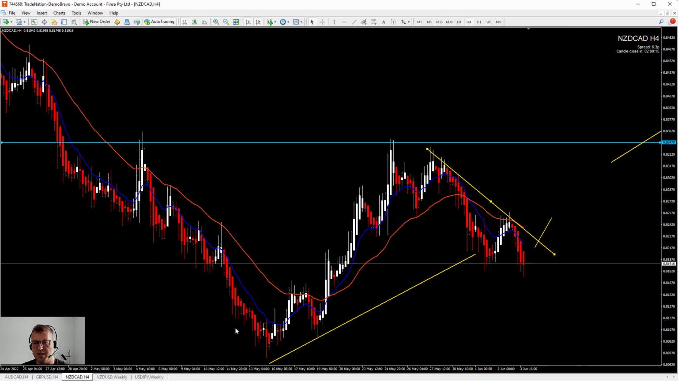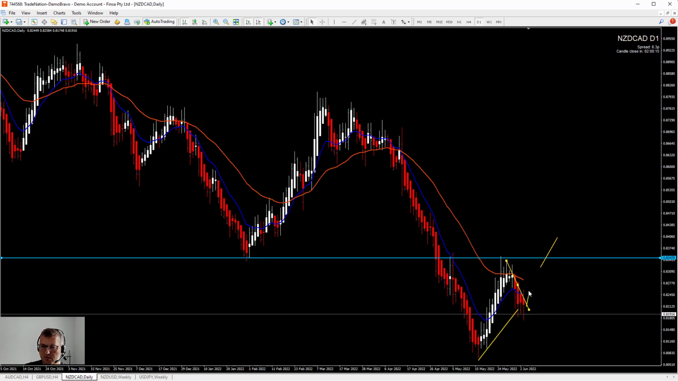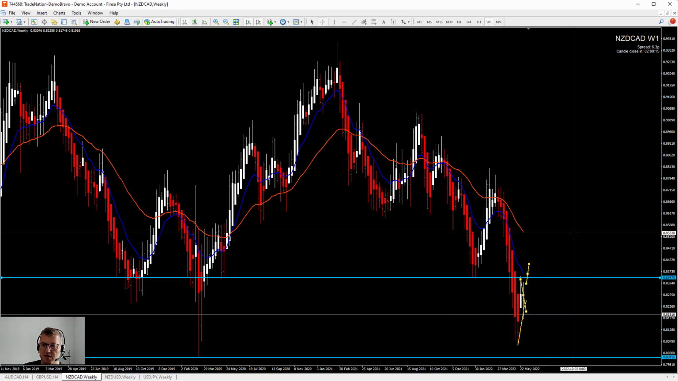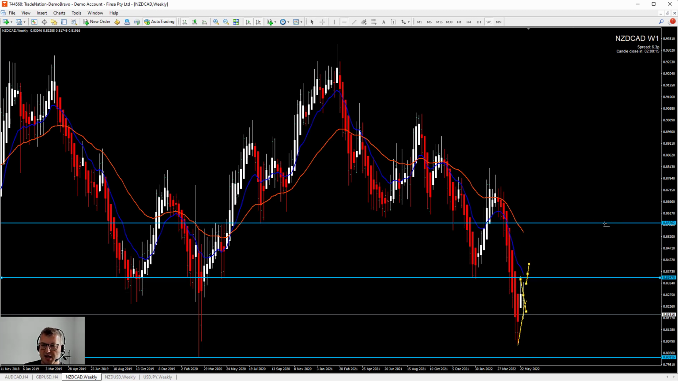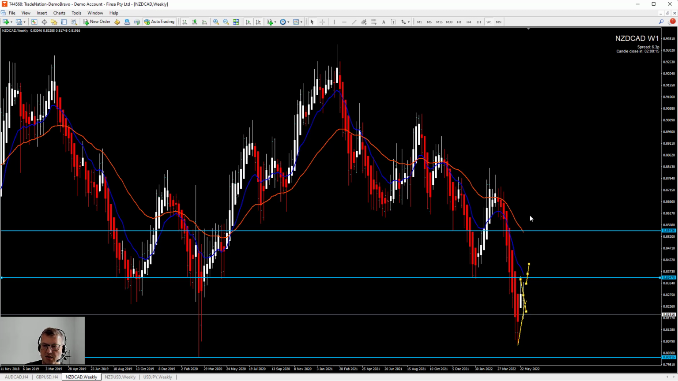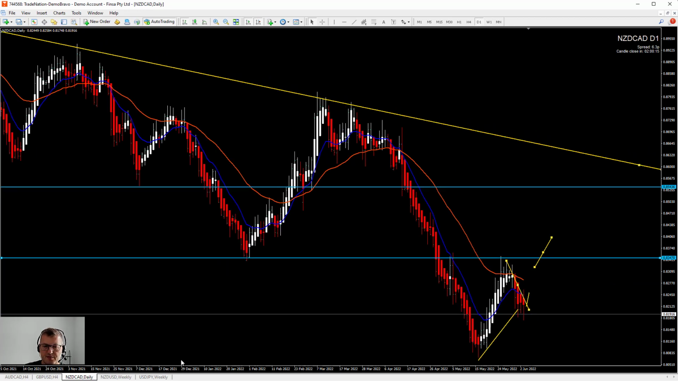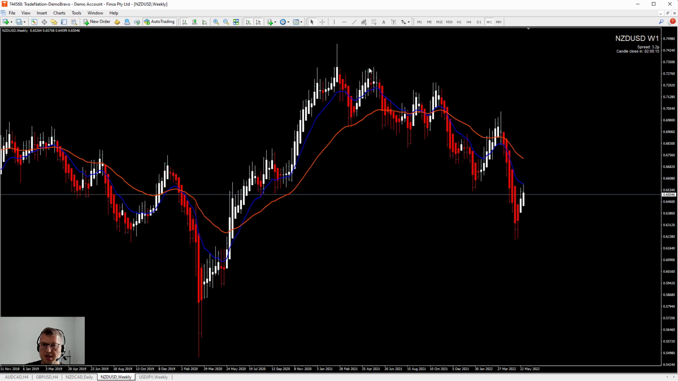Yes, going back to the cable. So this is using the CAD. Also here, yes, whenever price breaks this up move, then we can expect maybe a bigger retracement back to the resistance area. Okay, here, and of course maybe to this trend line. So this is using the CAD.